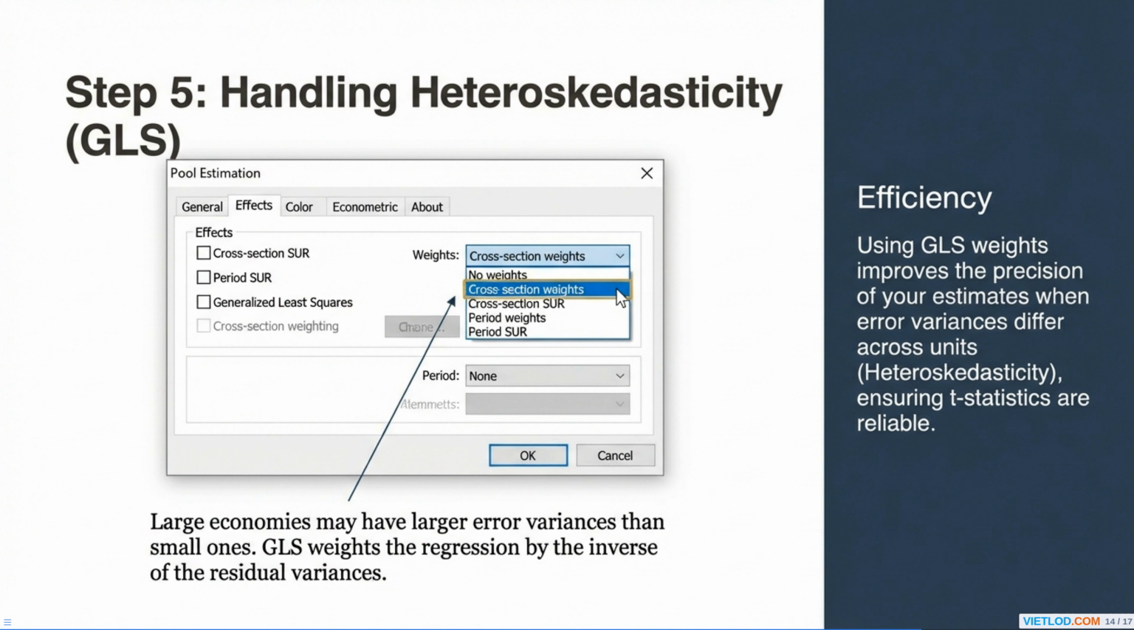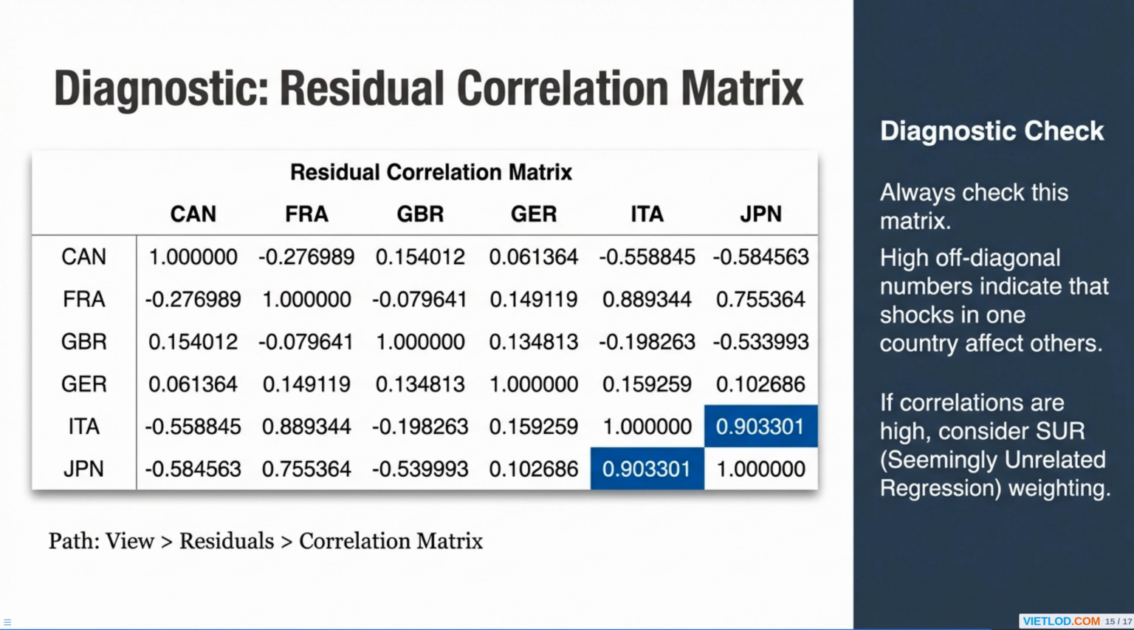A common issue in cross-country studies is heteroscedasticity, where the variance of the error term is not constant across units. For example, larger economies might have larger error variances than smaller ones. To address this, we can use Generalized Least Squares, or GLS. In the Effects tab, we can select cross-section weights from the Weights dropdown. This GLS weighting procedure improves the precision and efficiency of our estimates. It gives less weight to observations with larger residual variances, ensuring that our t-statistics and inferences are more reliable.